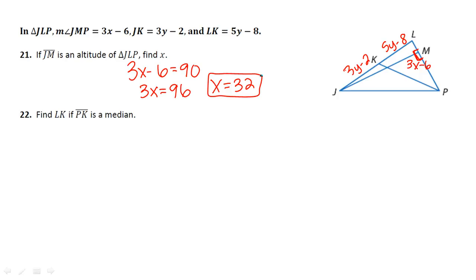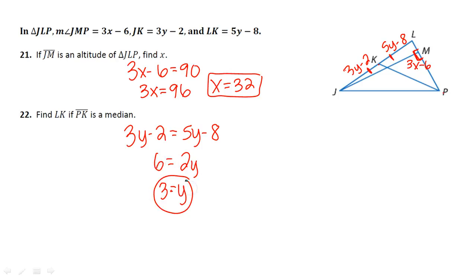Find LK if PK is a median. If PK is a median, then it's going to the midpoint of this opposite side. So that means you would set 3y minus 2 equal to 5y minus 8. So you would get 2y is equal to 6, and then y is equal to 3. To find LK, you would plug into both of those expressions. So this would be 9 minus 2, which is 7. This would be 15 minus 8, which is 7. So LK is going to equal 14.